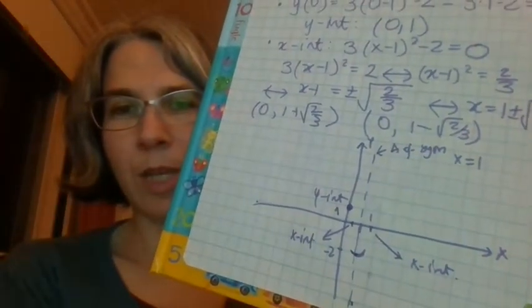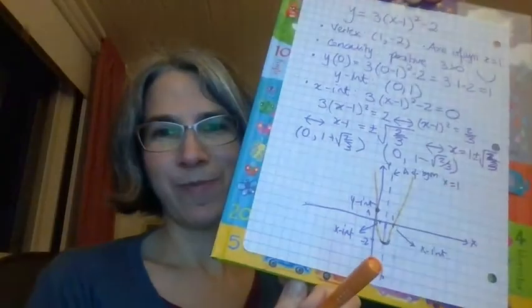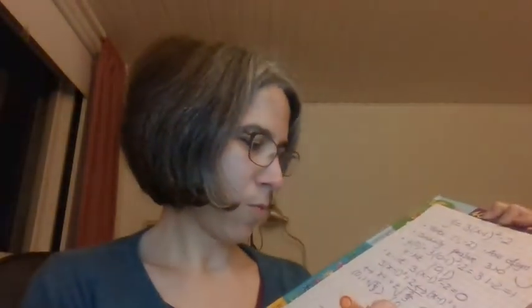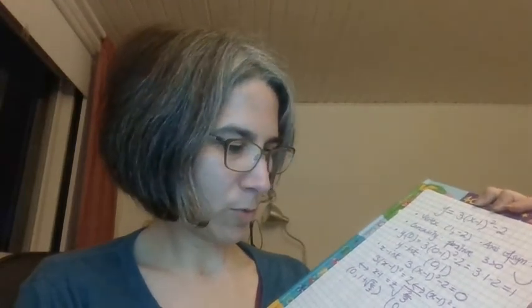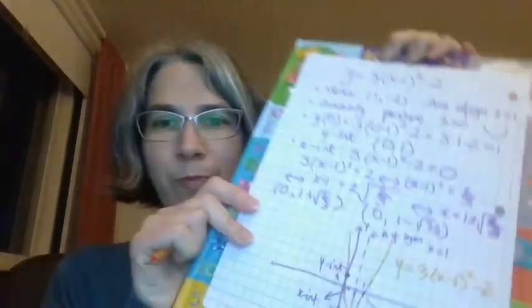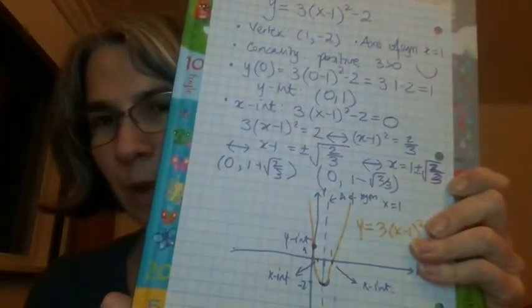And now I'm going to go ahead and sketch my parabola. Okay, this isn't painted nicely. Like this. There you go. This is y equals 3 times x minus 1 squared minus 2. My work is ready.